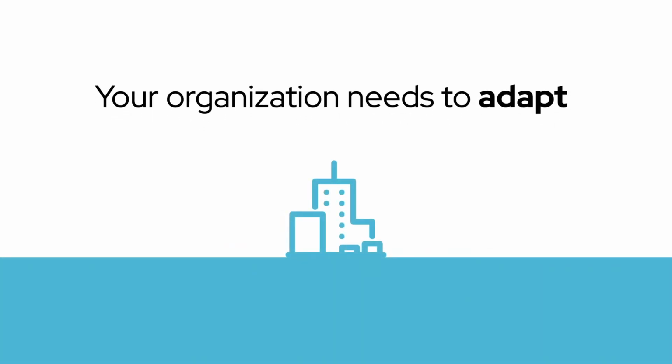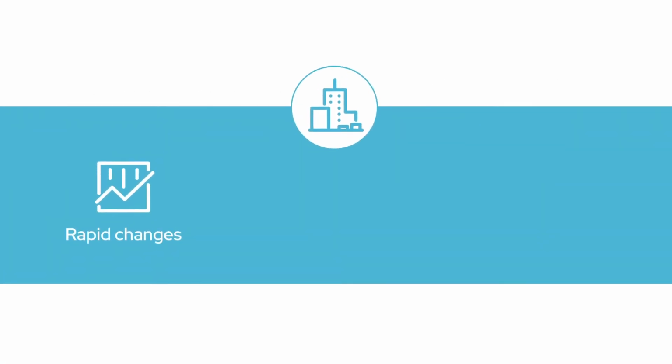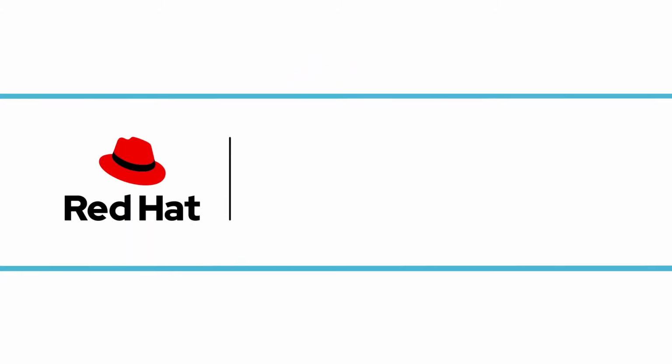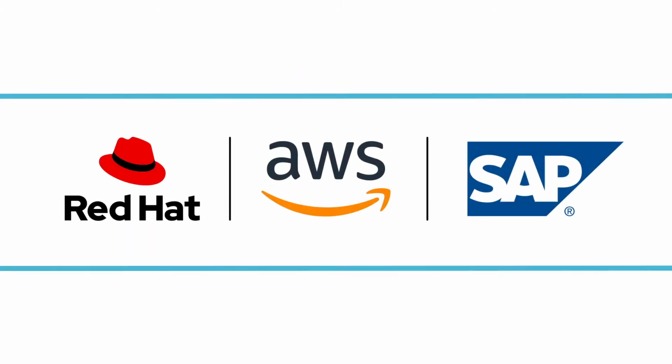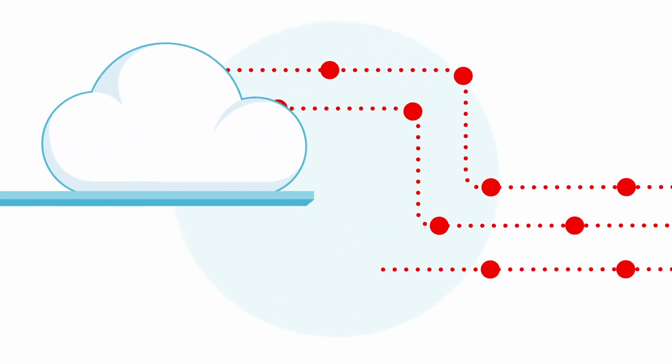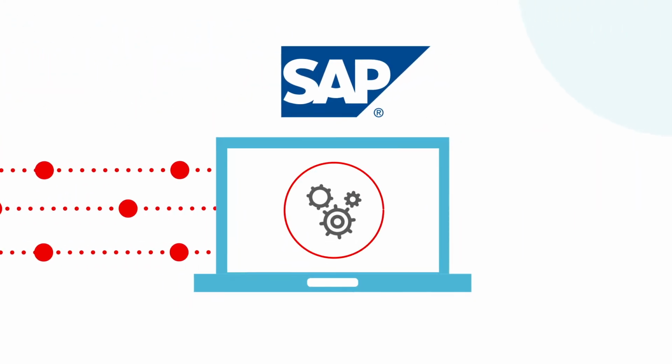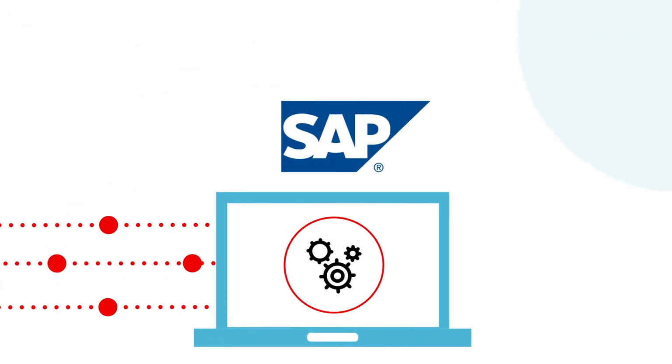Your organization needs to adapt to rapid changes in the market, customer demand, and competitive pressures. Red Hat, AWS, and SAP have joined together to provide cloud-based solutions that allow you to migrate workloads to an infrastructure that makes SAP more efficient and that's ready for a future of innovation.